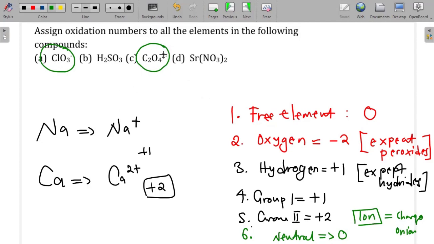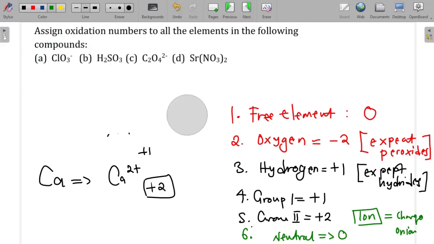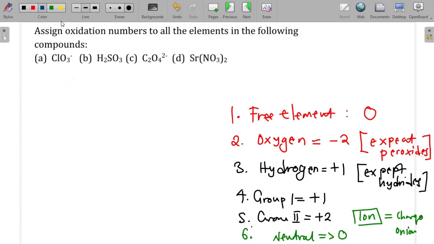Those are the rules that we're going to be using in order to assign oxidation numbers. The question says assign oxidation numbers to all the elements in the following compounds. So let's look at A. In A, I have ClO3-. You can see that the charge on this ion is actually a minus, so that just means -1.